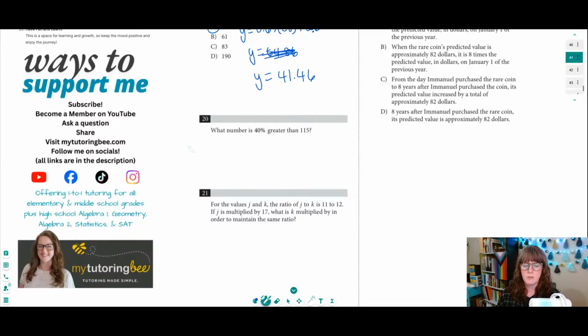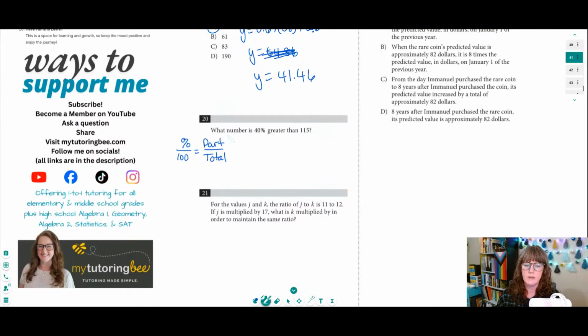So whenever we're working with percentage, we're using the percent over 100, and that's going to equal the part over the total. Now, we do have to do a little bit of work on this one ahead of time before we start substituting these numbers in, because it's asking what number is 40% greater than 115. So we can look at this two different ways. We're trying to find 40% of 115. So 115 is like our starting number. And we're trying to find 40% of that to then add on to 115.